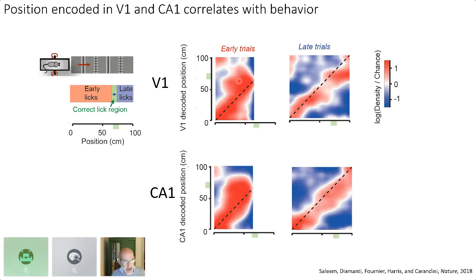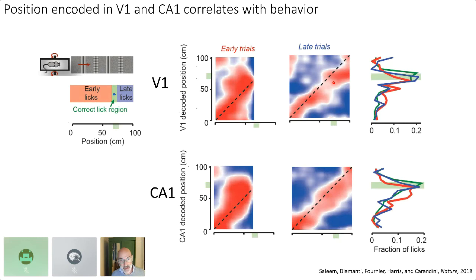As you can see, in early trials, the mouse licked too early. It licked before getting in the reward zone. Guess what V1 was saying? V1 was saying that the mouse was already near the reward zone, and vice versa for late trials. And if you look now at where the mouse actually licked, the fraction of licks was very nicely peaked at the place where CA1 and V1 said that the animal was in the lick zone. So when CA1 and V1 say the animal is in the lick zone, the animal licks.